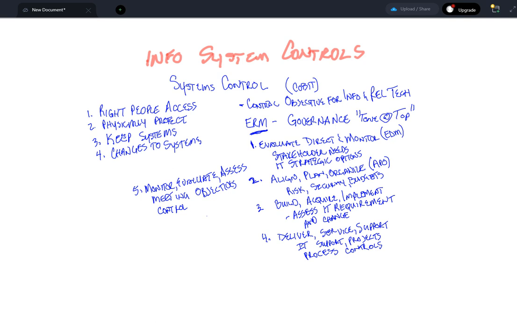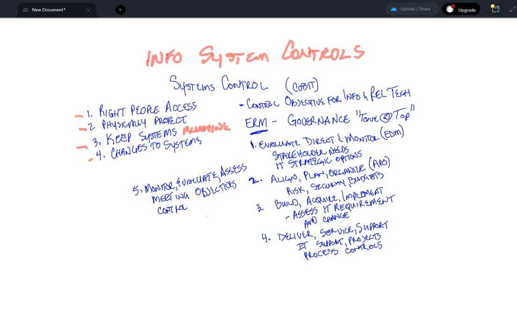So number one, we have four primary objectives that we need to meet when we're talking about information system controls. Number one, we need to make sure that the right people get access to the system, that it's physically protected, that we keep the systems running. So I left a word out here, running. Then that there are changes to the system, basically as updates to improve the system or protect it in some way to address some weakness or risk.